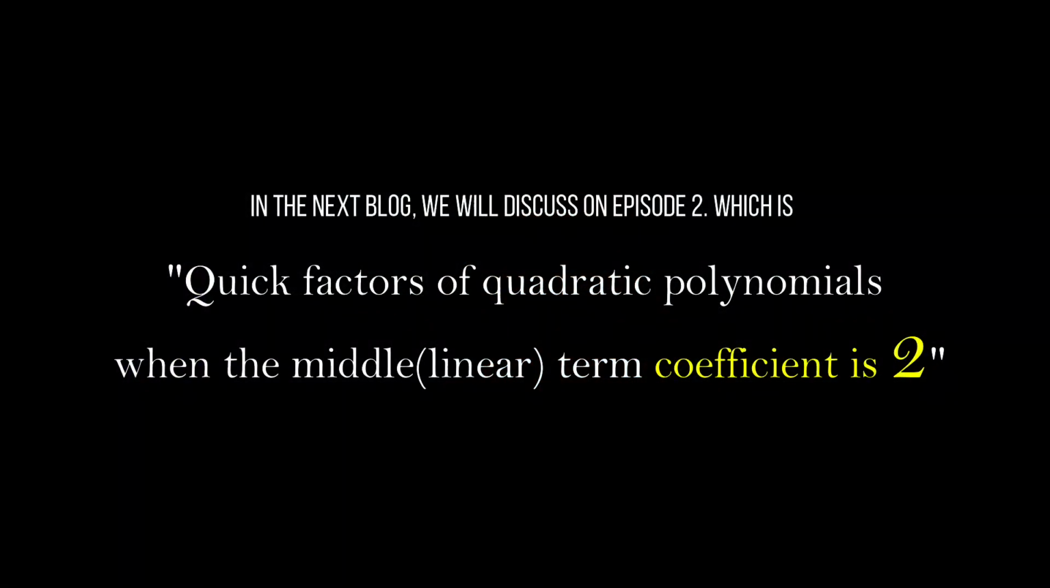In the next blog, we will discuss episode 2, which is quick factors of quadratic polynomials when the middle or linear term coefficient is 2.